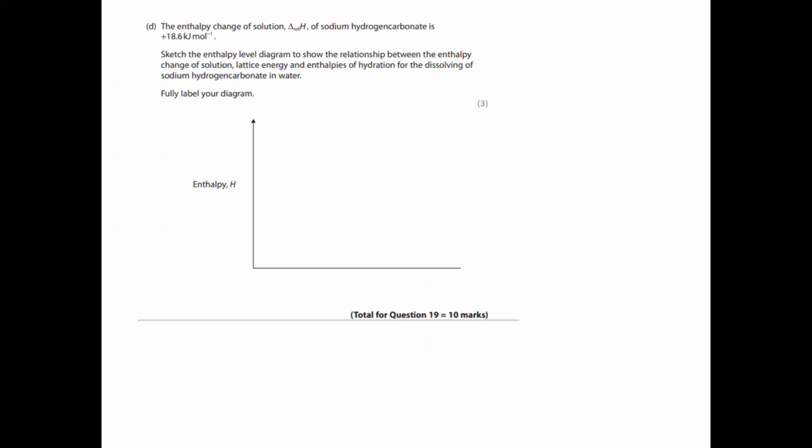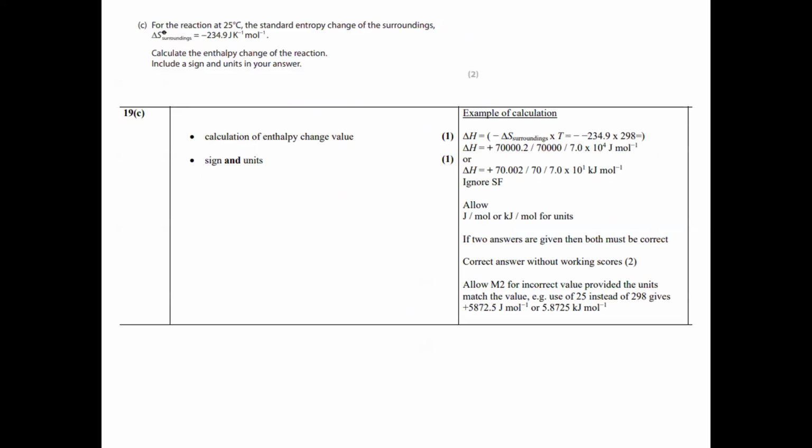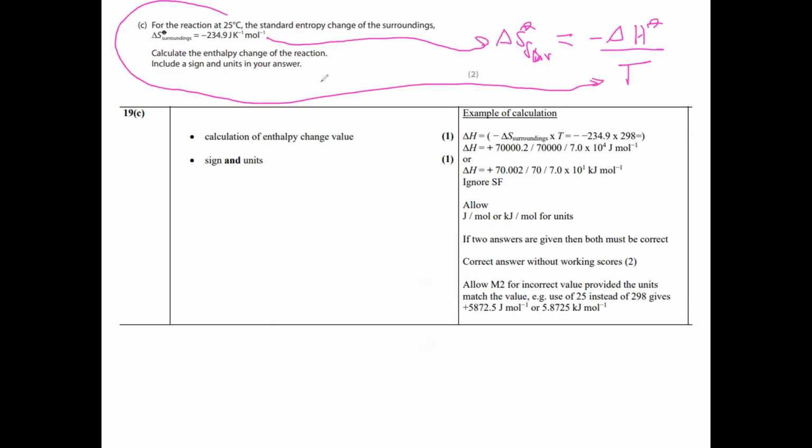Then if you go for part C, in question number 19, for the reaction at 25 degrees, the standard entropy change of the surrounding is given. Calculate the enthalpy change of the reaction. We know that delta S surrounding equals minus delta H divided by absolute temperature. Delta S surrounding is given in joules per Kelvin per mole, so your enthalpy change will come in joules per mole. Your temperature is 25, so you have to add 273 to make it Kelvin, because they are asking for absolute temperature.